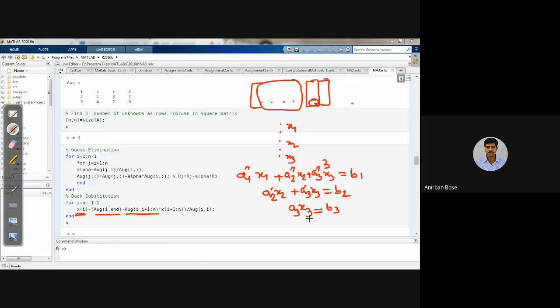We have converted by Gauss elimination into this kind of form, and then we are finding out what the values will be. The technique is we start from the last value so that we get the other values. So it will start from x3 first, and then x2, then x1.